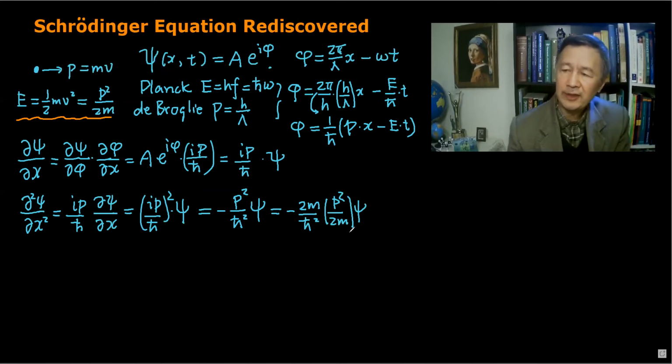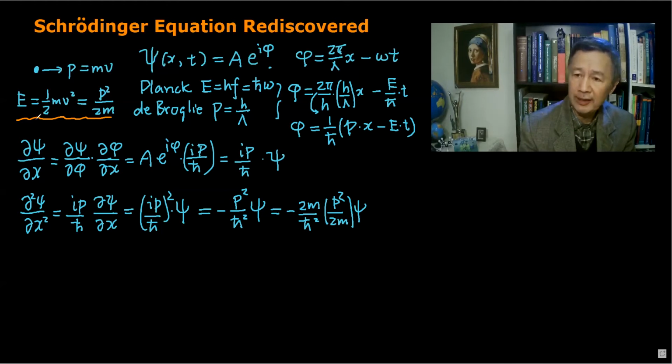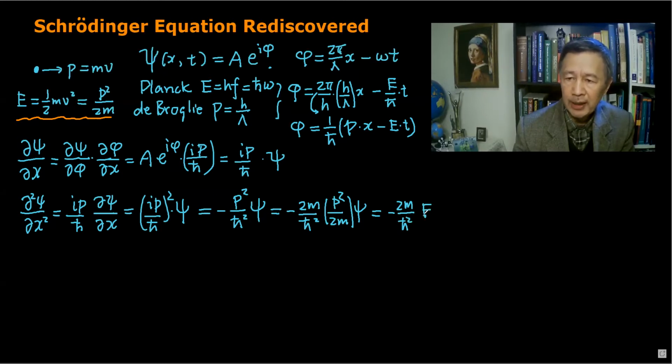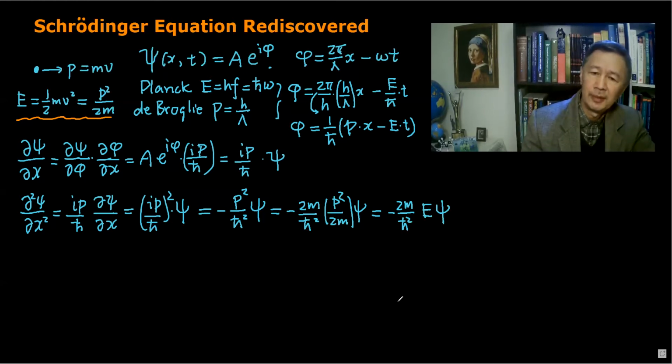Because its physical meaning is apparent, it represents the total energy of the particle. So in this way, we have negative h bar squared over 2m, where m is the mass of the particle, times the second derivative of psi with respect to x, equal to E multiplied by psi, the wave function.